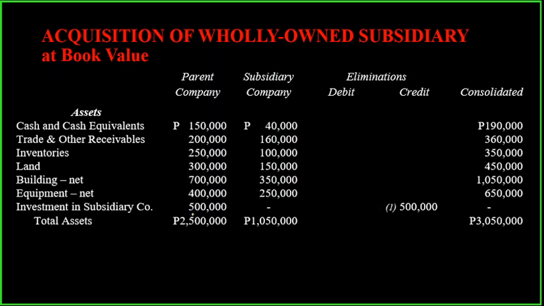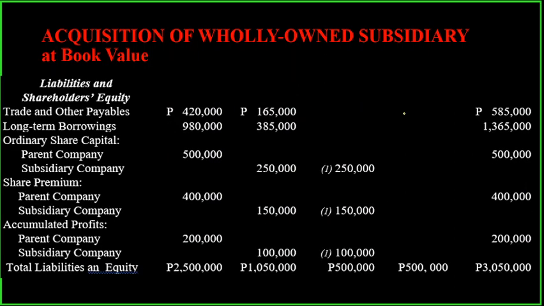So if you try to post that in our working paper, that's the first entry, it was credited. So in your consolidated financial statements, wala na po yan. Well, it's still present in the books of the parent, but in the consolidated financial statements, wala na po siya. And the stockholders' equity were debited. Therefore, your consolidated financial statements will just show the stockholders' equity of the parent. And that's it.